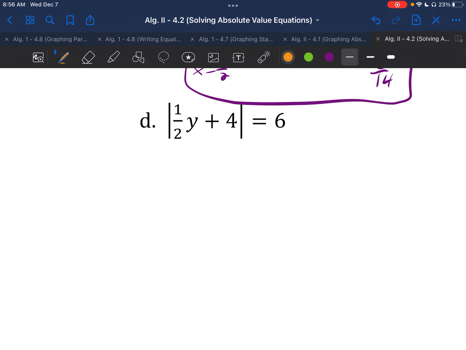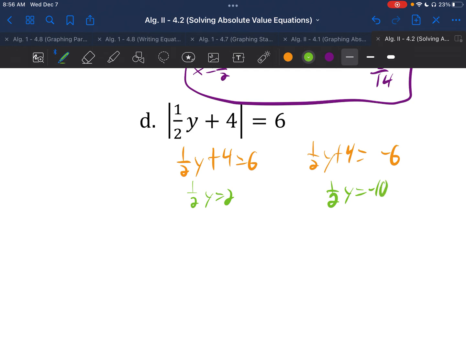Last but not least for these 4, before we get on to the word problem, D. Once again, I'd encourage you to do it on your own. All right, so the absolute value is already by itself, so I'm going to go ahead and write my 2 equations. 1/2 y plus 4 equals 6. 1/2 y plus 4 equals negative 6. So subtract 4, 1/2 y equals 2. Subtract 4, 1/2 y equals negative 10.